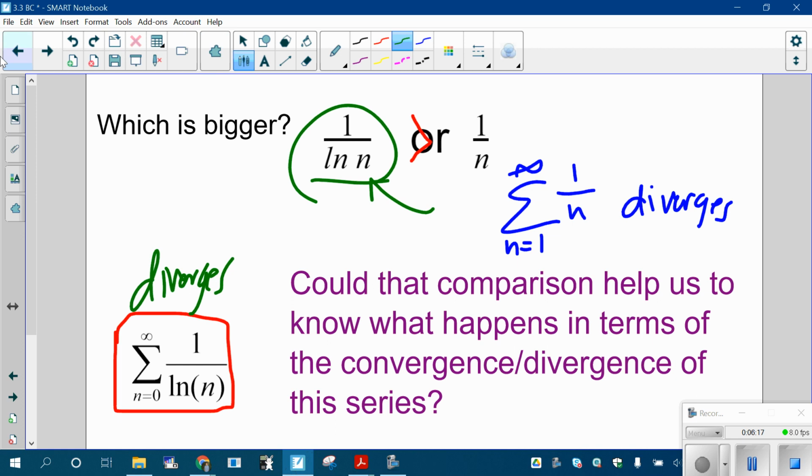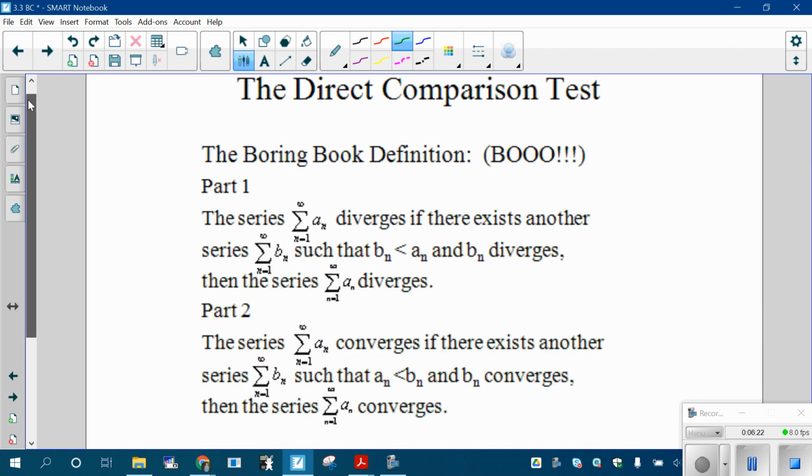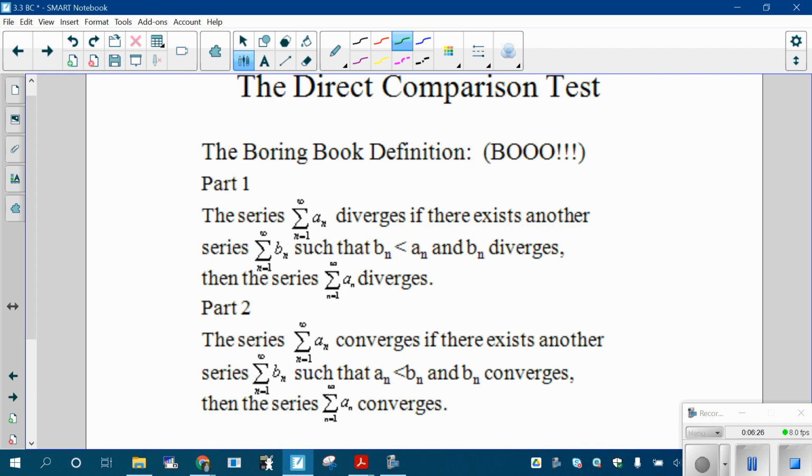Okay. So there is a very confusing book definition of the direct comparison test, which you are more than happy to read, but it makes it seem more confusing than it is. So what we're going to show you is a quick analogy that we think kind of captures it.